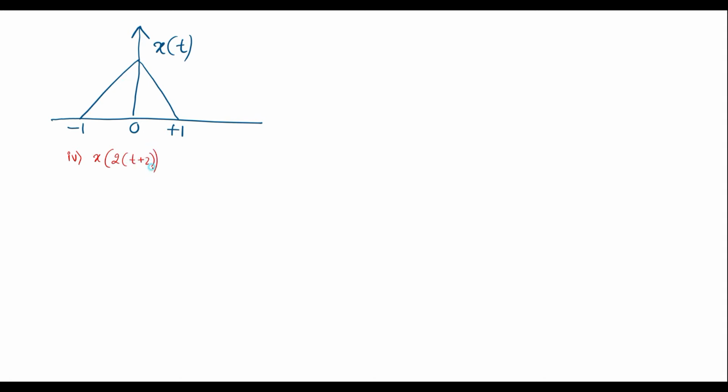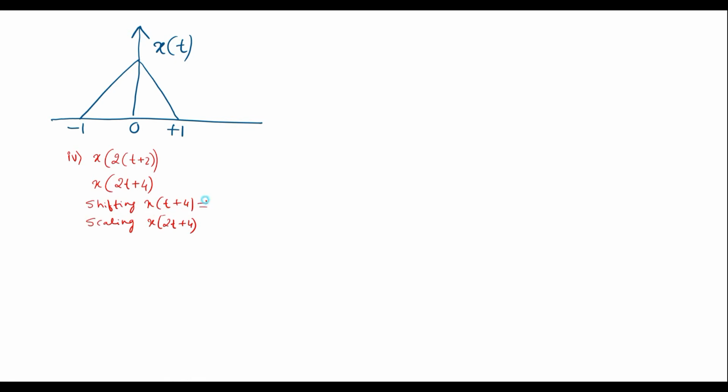2t plus 2. So here this can be represented as x of 2t plus 2 into 2, that is 4. So in this we are supposed to perform two operations. One is shifting operation, that is x of t plus 4. Then we are supposed to perform scaling operation, that is x of 2t plus 4. So first we'll sketch shifting operation, that is x of t plus 4.